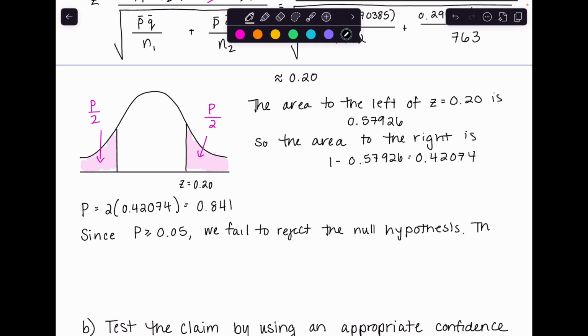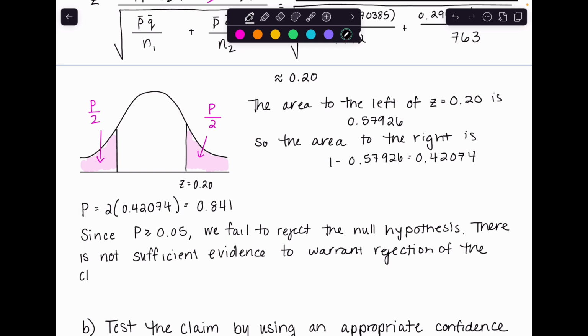So there isn't sufficient evidence to warrant rejection of the claim that these two proportions are equal to each other, so men and women have the same success rates. So it doesn't mean we accept that hypothesis, but there is not evidence to reject it, okay?